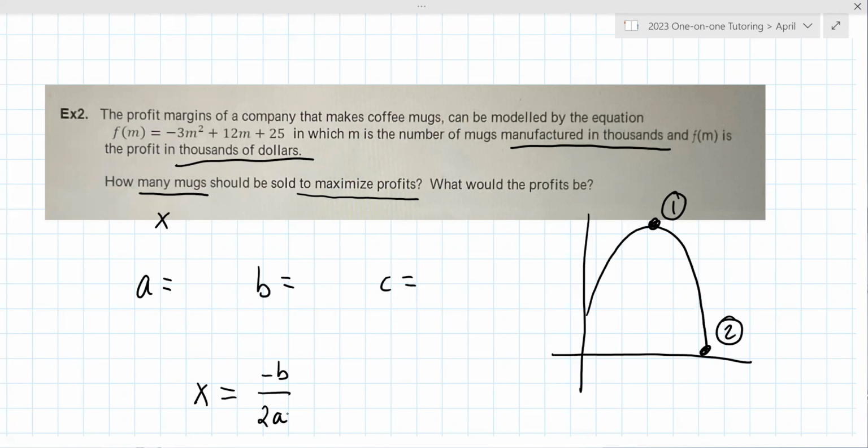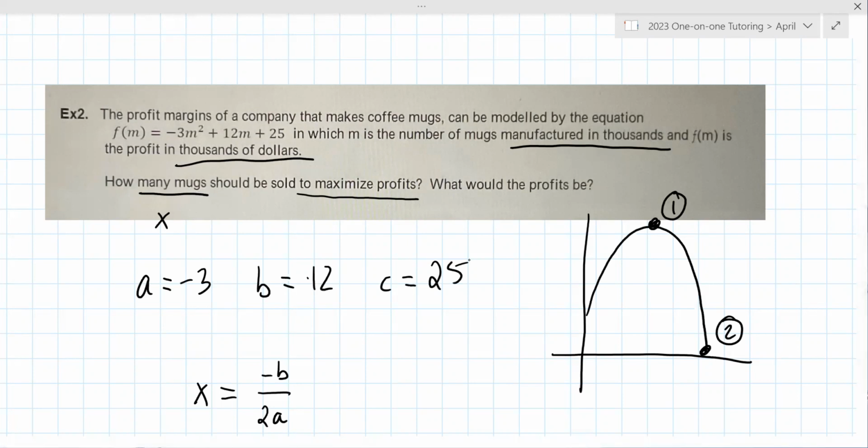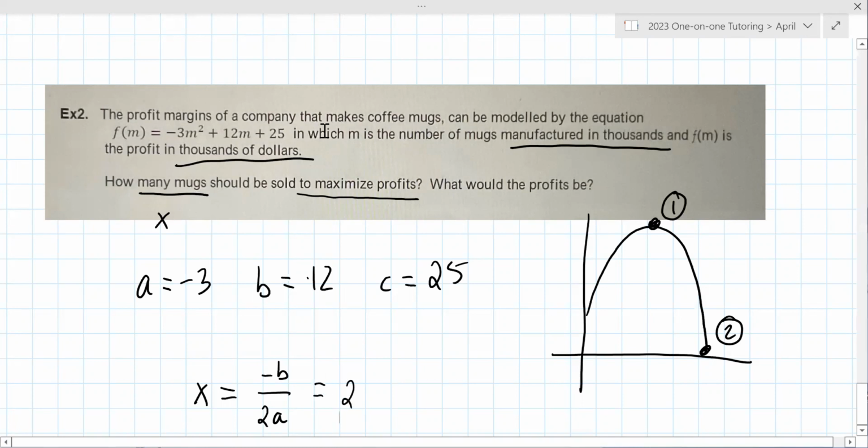So A is -3, B is 12, and C is 25. Good. So x is 2. Yes, that's correct. Now we've got to be careful here. It's 2. What are the units of x or m in this case? 2,000. Yeah, so you'd want to have a sentence that says 2,000 mugs.